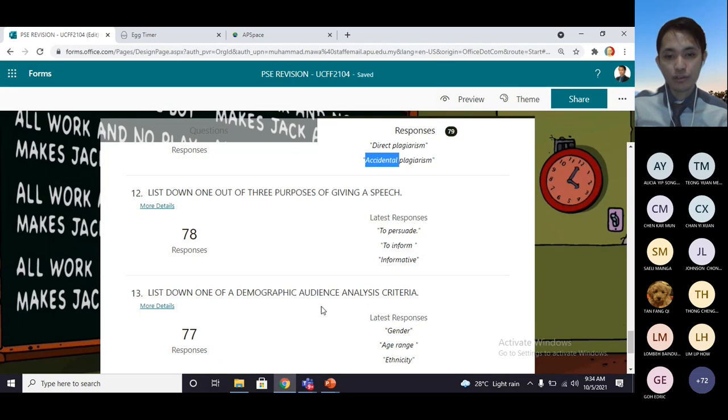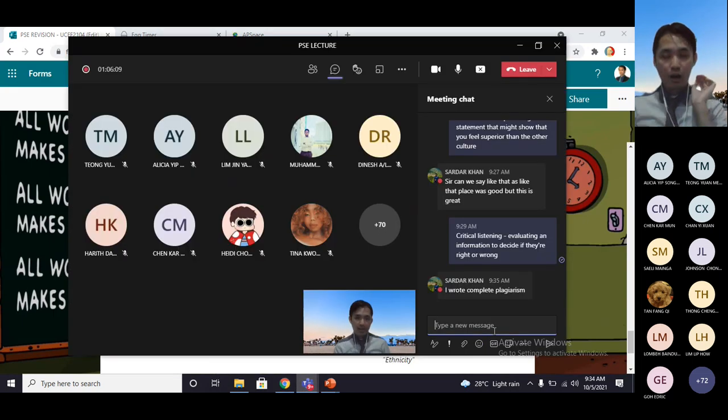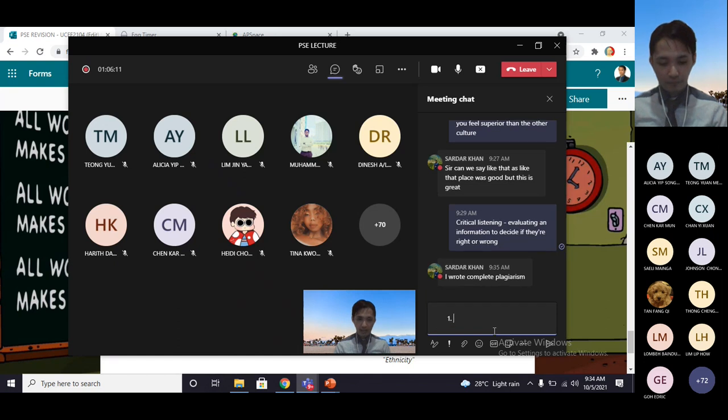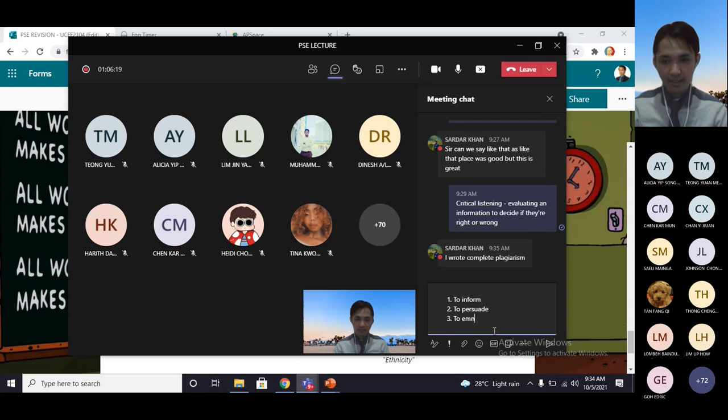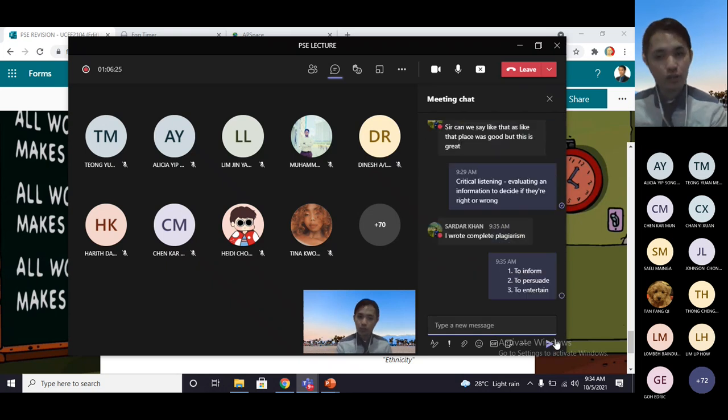Okay, going back to the 3 purposes, obviously, you know this. Number 1 is to inform. Number 2 is to persuade. And number 3 is to entertain. You might have to remember one of these, or you might have to remember all 3. It depends, because your question is going to be a multiple choice question. But we will only accept any of these 3 answers.